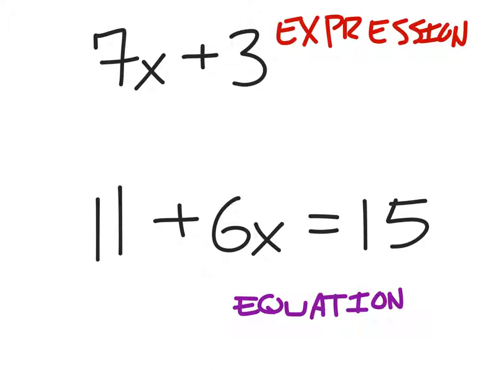So let me ask you this. What's the difference between the two? Yeah? The equation has an answer? More specifically, so yes, let's add to that. Yeah? It has an equal 15. That is correct. This is the main difference. Equals. Since we have an equal sign, it is what makes it an equation. Expressions do not have equal signs.